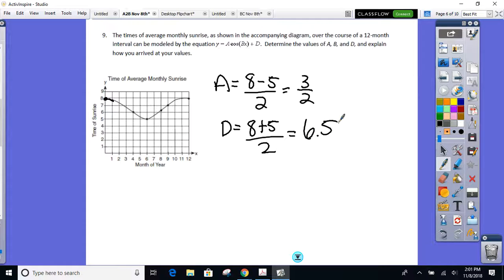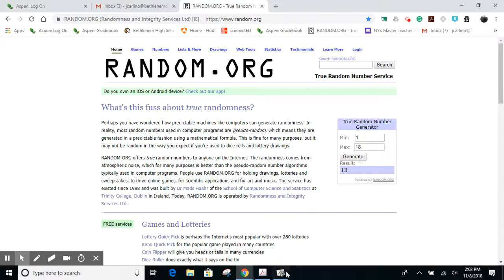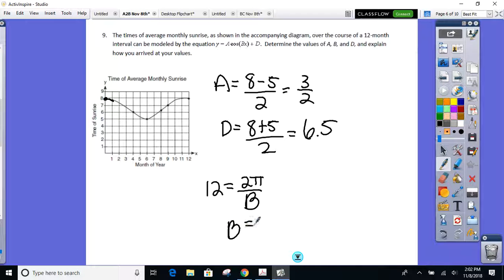What am I going to need to find B? The period, right? All right, you tell me how long on the x-axis before this bad boy repeats itself. Everyone, 12 units? Yep. So 12 equals 2 pi divided by B. And the B value? Nice job. And it doesn't say to write the equation, right? So that's it. A, D, B.